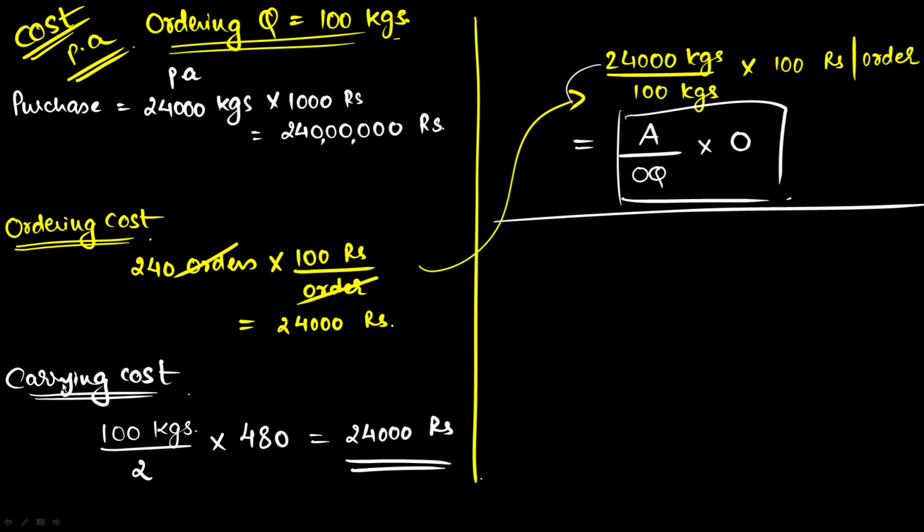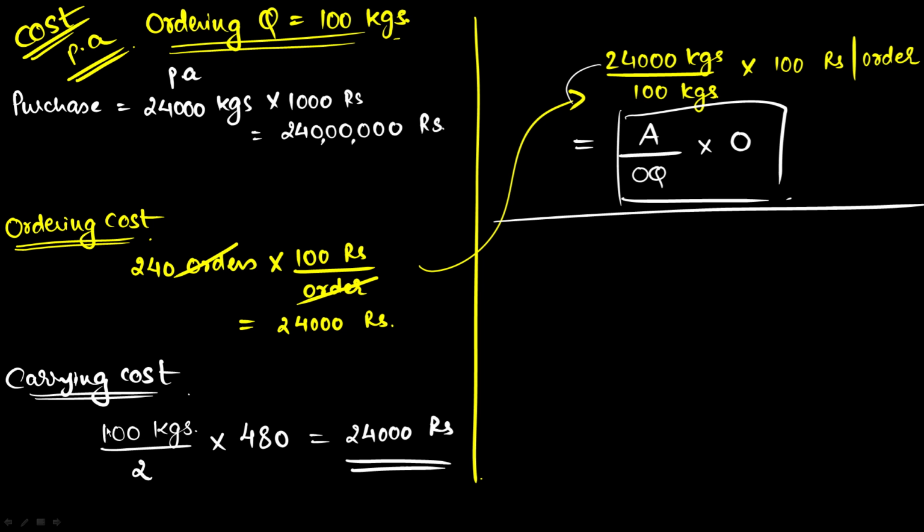What is your 100 kgs? Can you tell me what is 100 kgs? It is the ordering quantity. Assume you are a manager of a godown. Your ordering quantity is 100 kgs. So will your godown always be having 100 kgs? No. There will be usage, there will be purchase, there will be issue, there will be purchase, there will be issue. But your average stock will be 50. And this is the most generic way of finding out average.